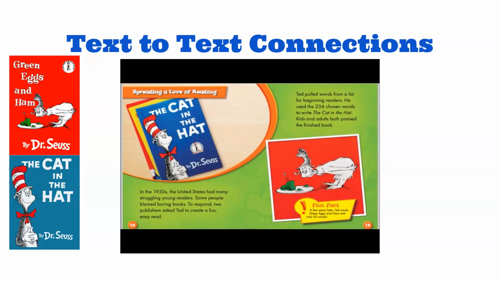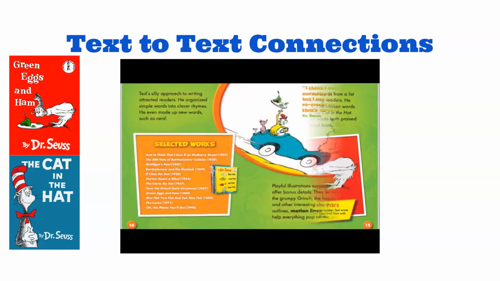Spreading a love of reading. In the 1950s, the United States had many struggling young readers. Some people blamed boring books. To respond, two publishers asked Ted to create a fun, easy read. Ted pulled words from a list for beginning readers. He used the 236 chosen words to write The Cat in the Hat. Kids and adults both praised the finished book. Here's a fun fact. A few years later, Ted wrote Green Eggs and Ham with only 50 words.